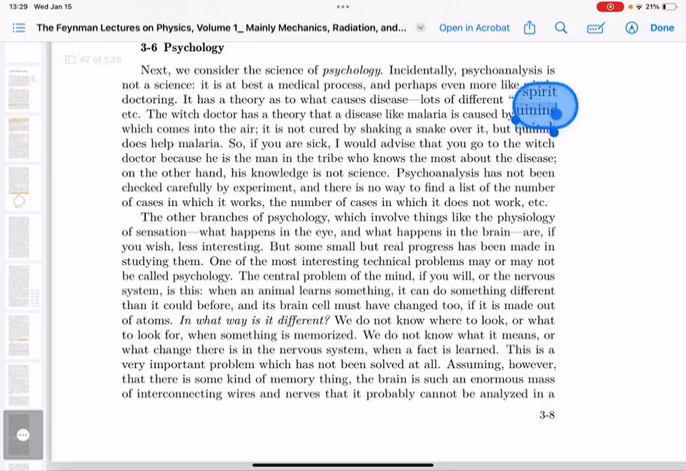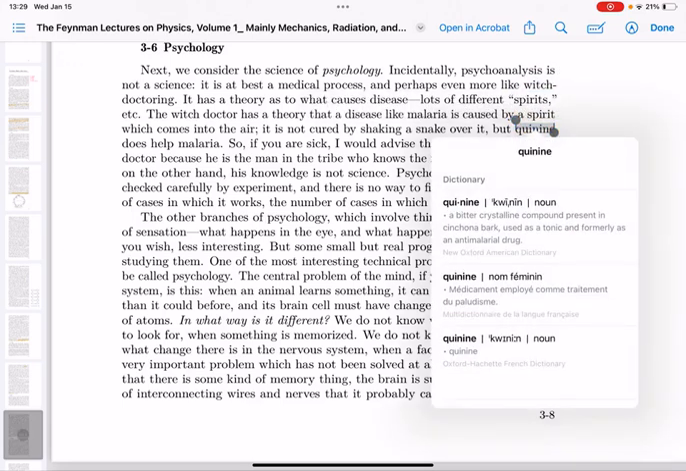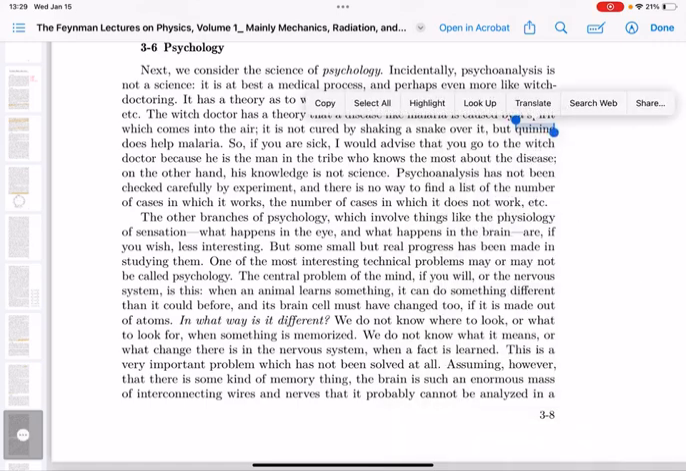What? What is that? Quinine? A bitter crystalline compound present in what? Quinine.